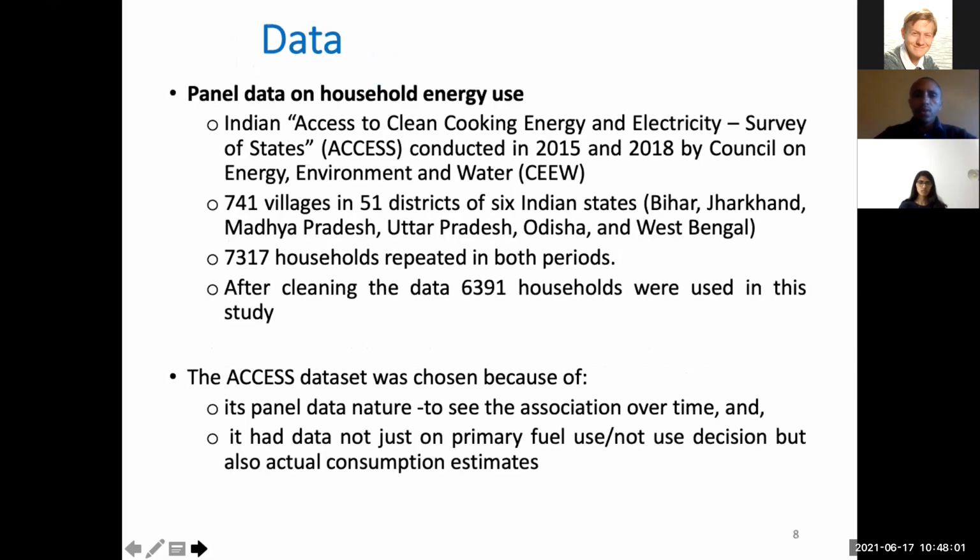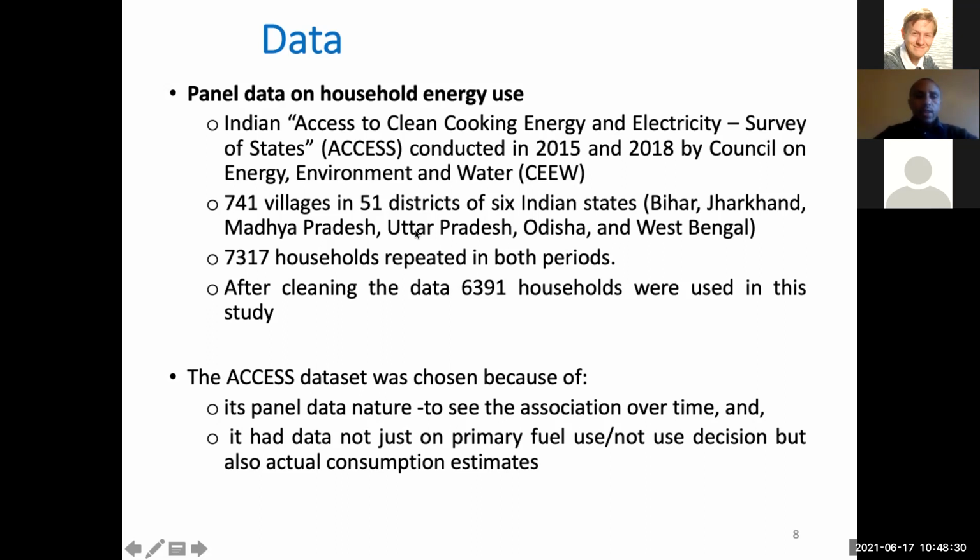The data we use is panel data on household energy use, known as the Access to Clean Cooking Energy and Electricity survey. It was conducted in 2015, with a second round in 2018, by the Council on Energy, Environment and Water.